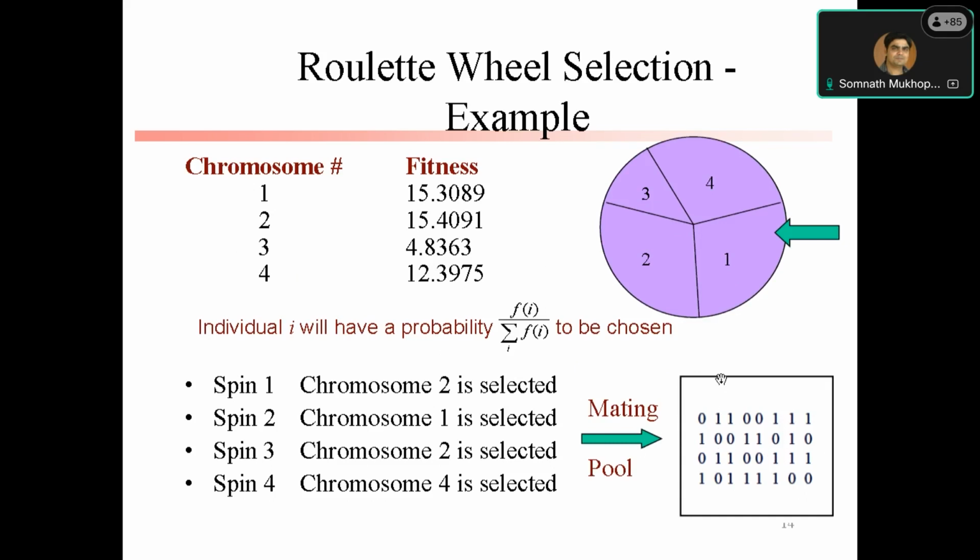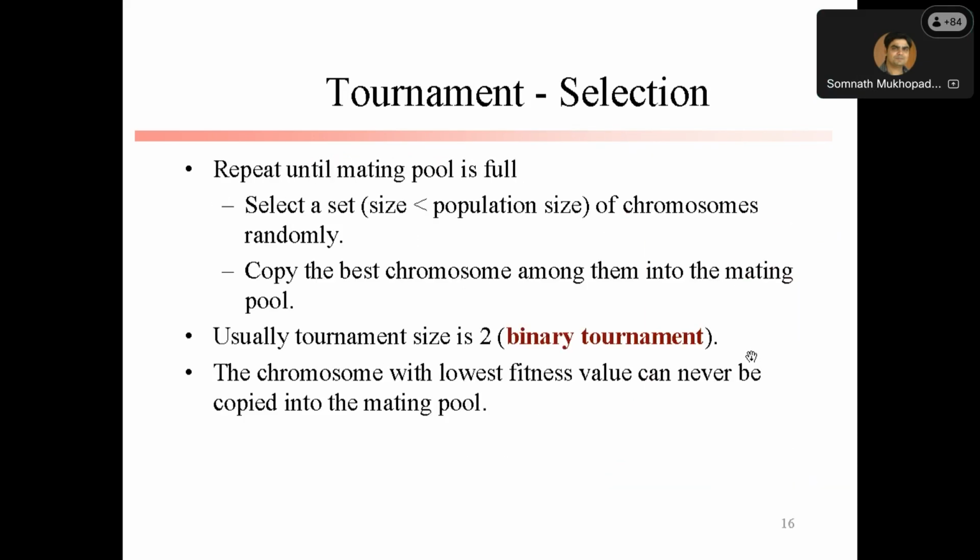The disadvantage of this relative selection, or rather it is not a disadvantage, it is a natural process, is that the worst chromosome can also be selected. That can happen here, because that is natural. In real life also, not always do only the best solutions survive. Some solutions which are not so fit will also survive in nature. This way this roulette wheel works, and it selects the chromosomes having better fitness value.